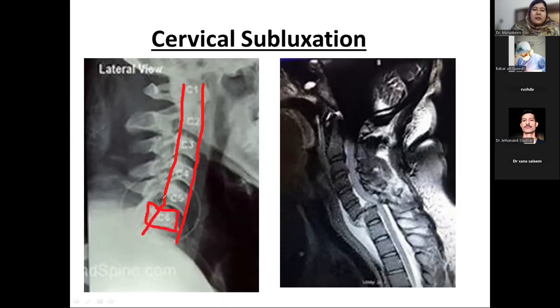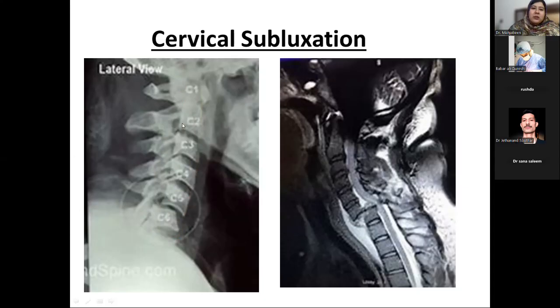So it means that there is some kind of misalignment, and there is some instability in the spine. So there must be a fracture or a dislocation. In this particular image, we have a disruption of the C5 C6 joint that is causing C5 C6 subluxation.